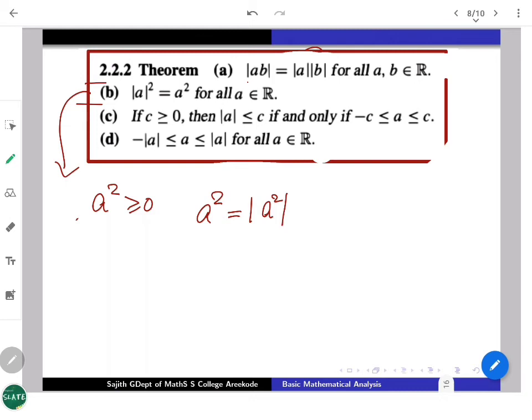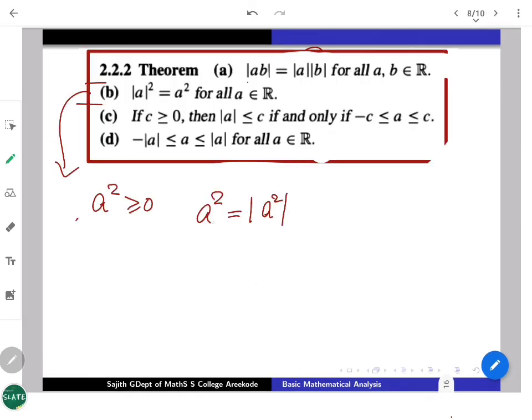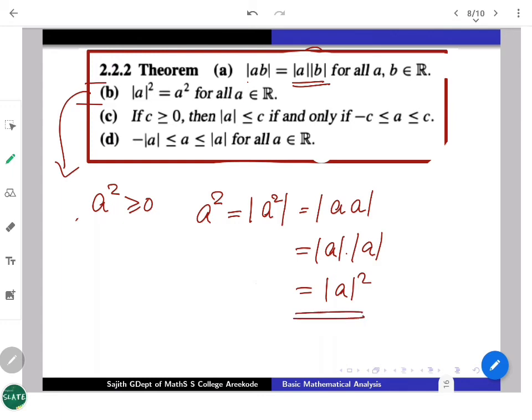Because the modulus function is like that: it gives the same value if A is positive as well as if A is equal to 0. Just use that. So A square is always non-negative, which means A square is modulus of A square. But modulus of A square is what? Modulus of A into A. Now why don't you use the first part? This gives mod A into mod A, which simply gives mod A square. That is why, for the second one, mod A square is always equal to A square. So this you know, and we will get the result.